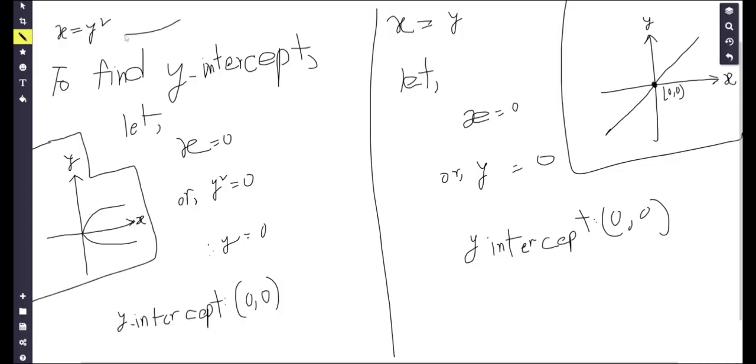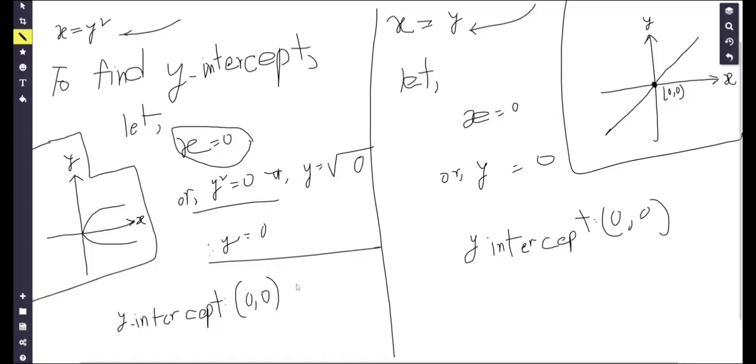Look at the first function, x is equal to y square, and look at the second function, x is equal to y. Same thing, to find the y-intercepts we let x is equal to 0, and then x is equal to y square is equal to 0, and y is equal to 0. Okay, I think I missed a step here. I think you will understand it. y is equal to root over 0, and root over 0 means y is equal to 0, and the y-intercept is y is equal to 0.